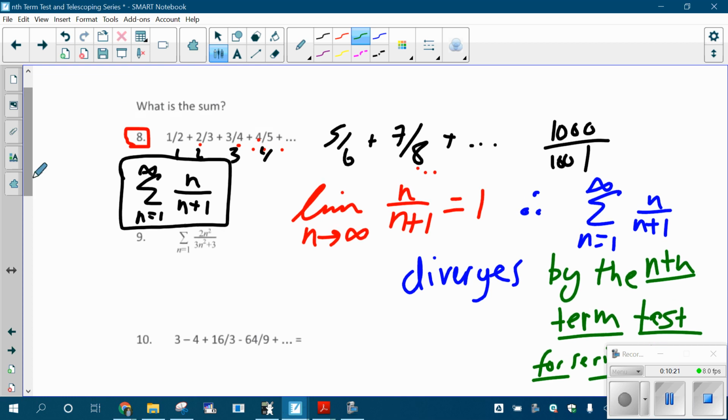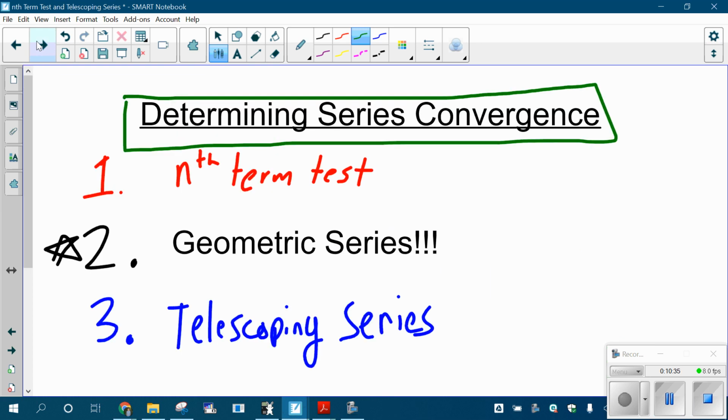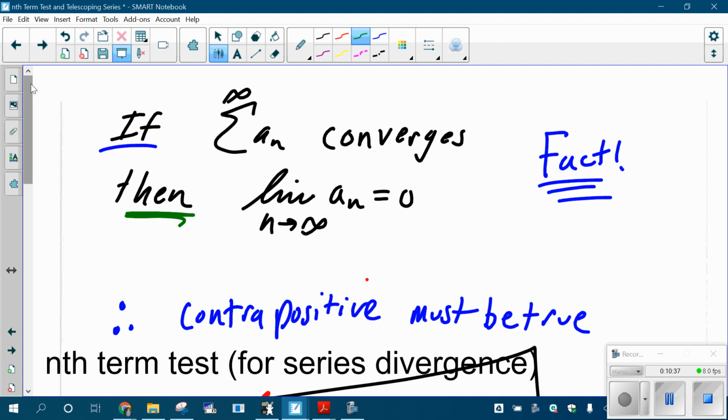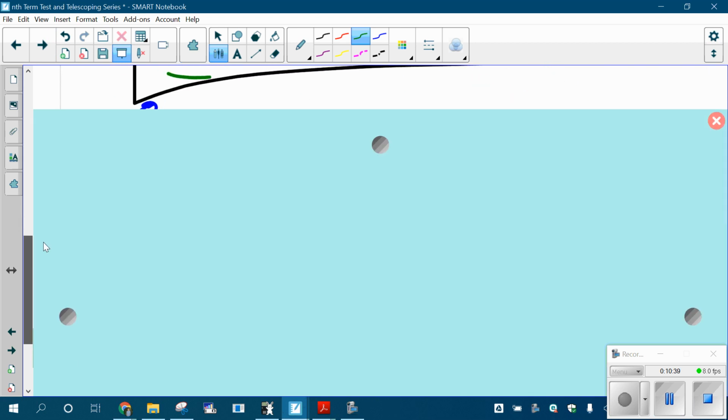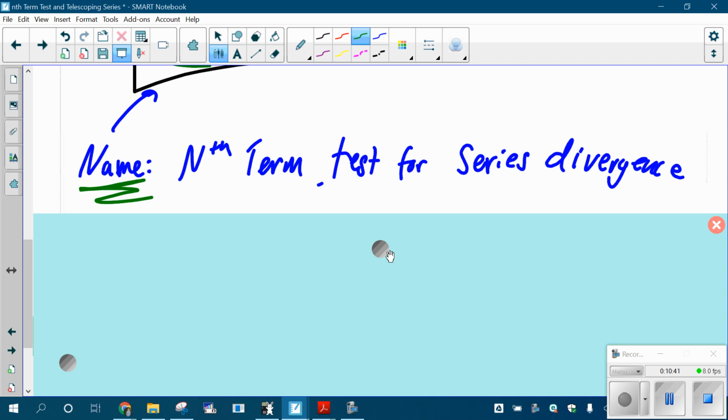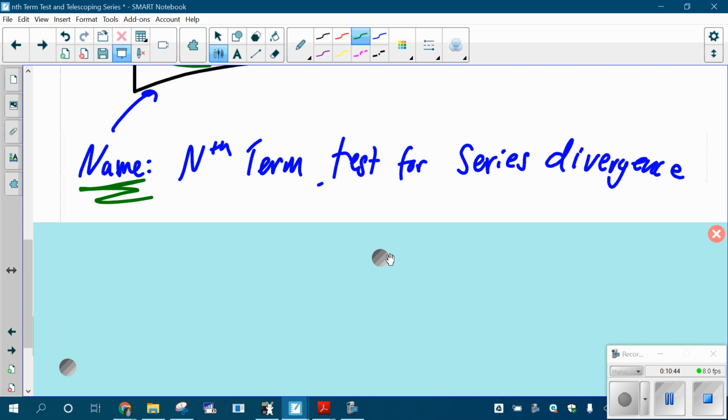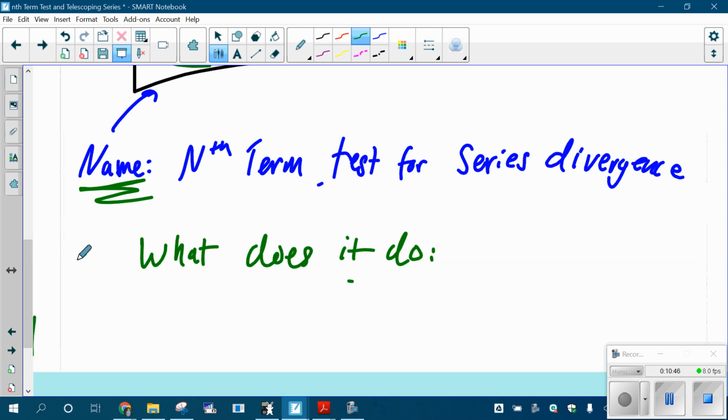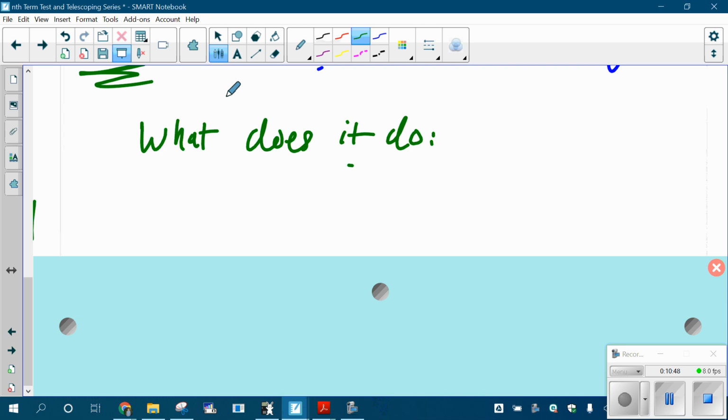Okay. Cool. Pretty easy. If you have a series and the terms aren't approaching 0, then of course it diverges. That's called the nth term test. Pay very close attention here. You're going to make a mistake that everybody makes a ton of times. We call it the nth term test for series divergence because what does it do? It tells you a series diverges.